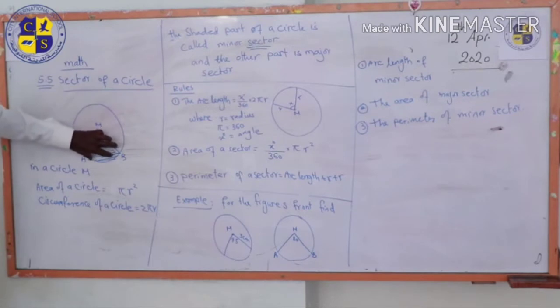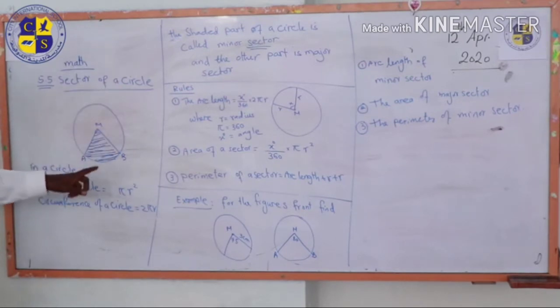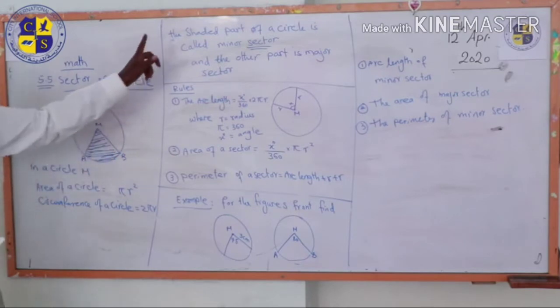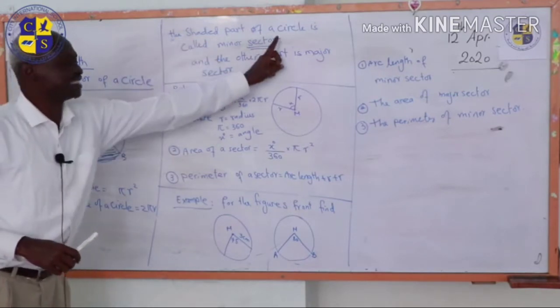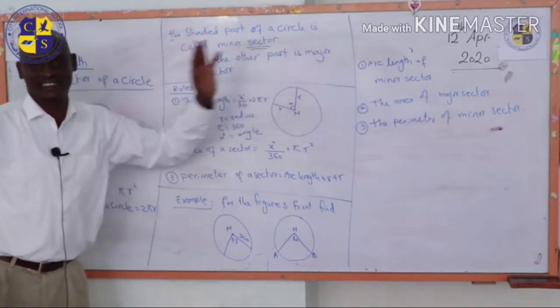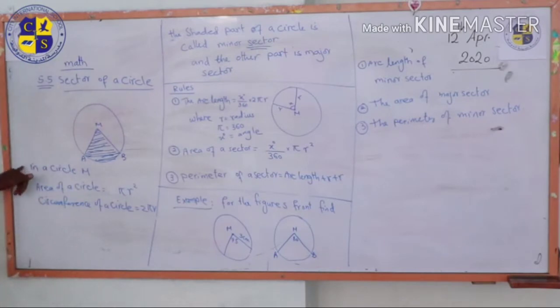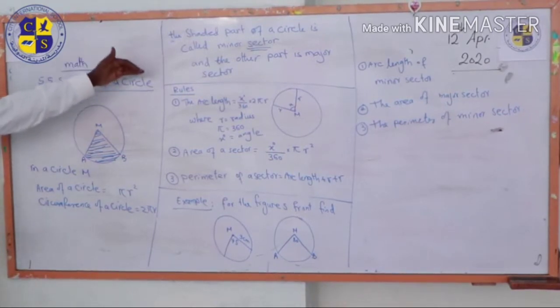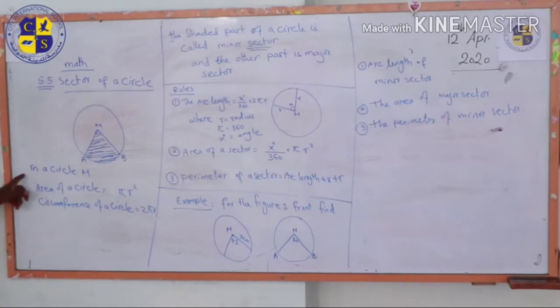So the shaded part is a sector and the unshaded part is also another sector. The shaded part is called the minor sector, the small one. The big one is called the major sector. Before learning what the minor and major sectors are and how to calculate some rules on this circle, you should know this as a revision.